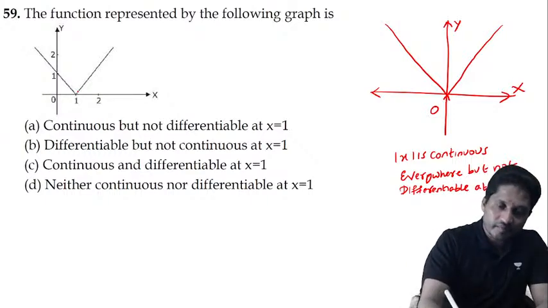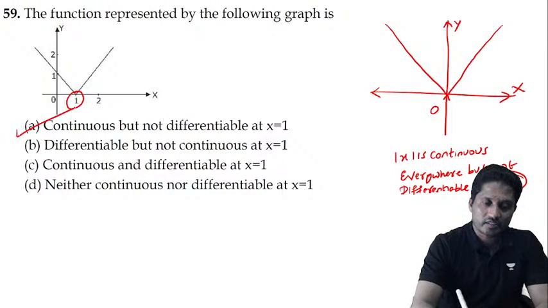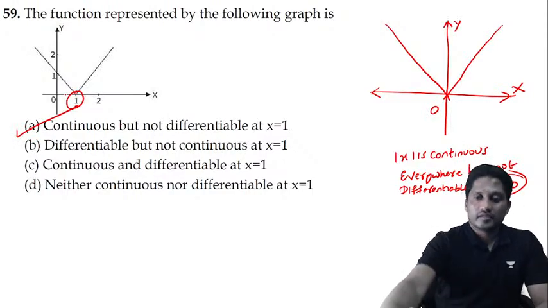So I'm getting the sharp edge at 1. So it is continuous but not differentiable at 1. Wherever you get a sharp edge, it's not differentiable. So you get a sharp edge at 1, so continuous but not differentiable at 1. Answer should be option A only. Let's move to the next question.